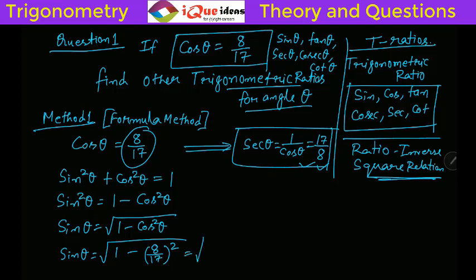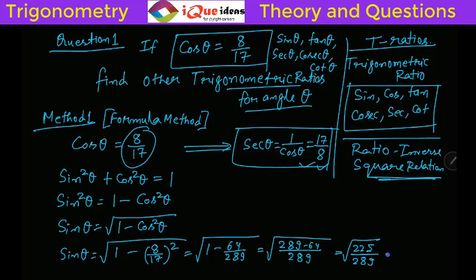Calculate it normally. It will be the square root of 1 minus 64 upon 289. Take LCM, it will become root of, in the denominator 289 and in the numerator 289 minus 64. So it is root of 225 upon 289. Now the square root of 225 is 15 and the square root of 289 is 17. So it is 15 by 17.